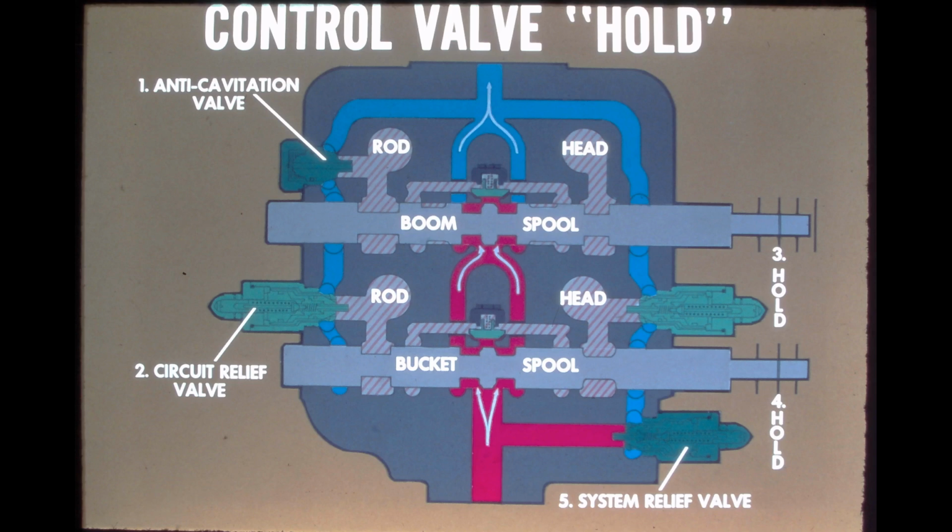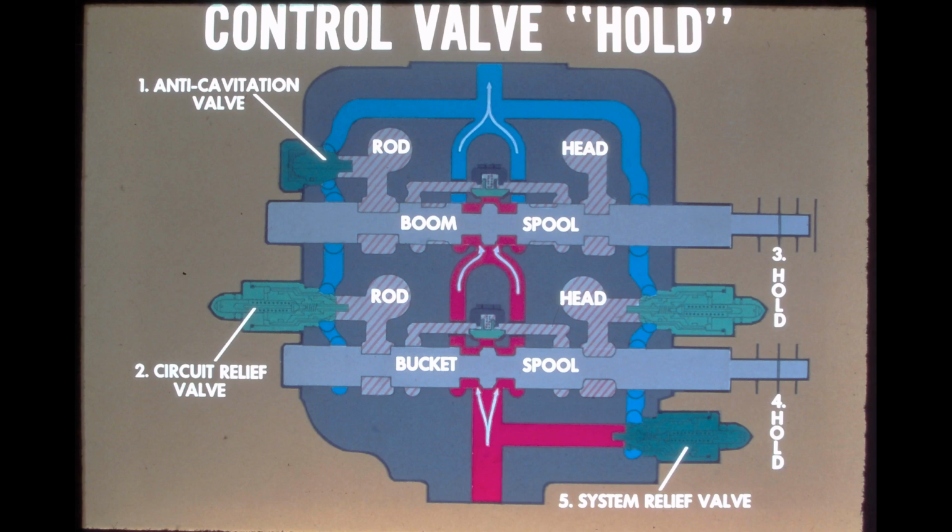When the bucket spool is feathered or is placed in hold, pump oil will flow through the open center passage around the bucket spool to the boom spool. If both the bucket and boom spools are placed in hold, as shown in the illustration, pump oil flows around both spools and empties into the return oil passage and flows back to the reservoir.